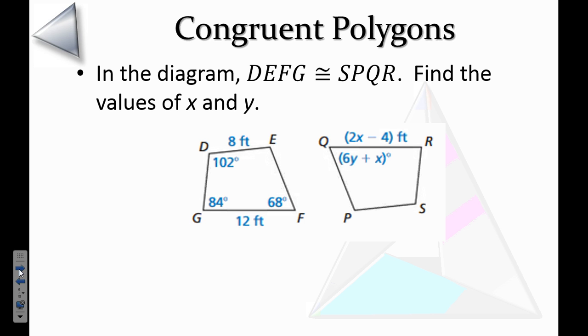So do you notice that we have an x here, right? And we have an x and a y here. Let's try to find x first. Okay? 2x minus 4 is the measure of QR.